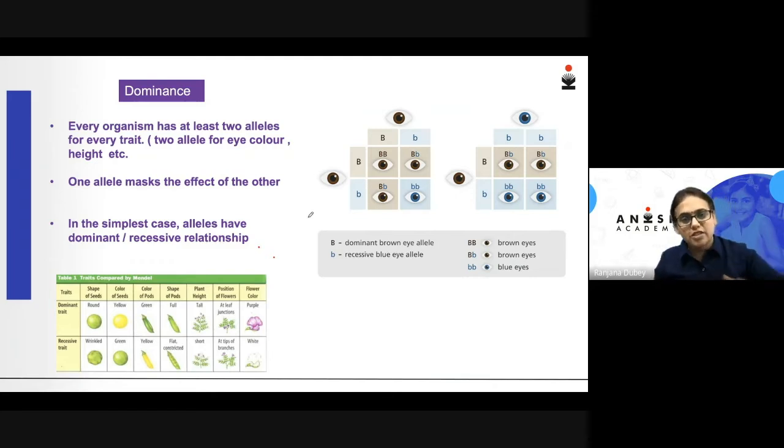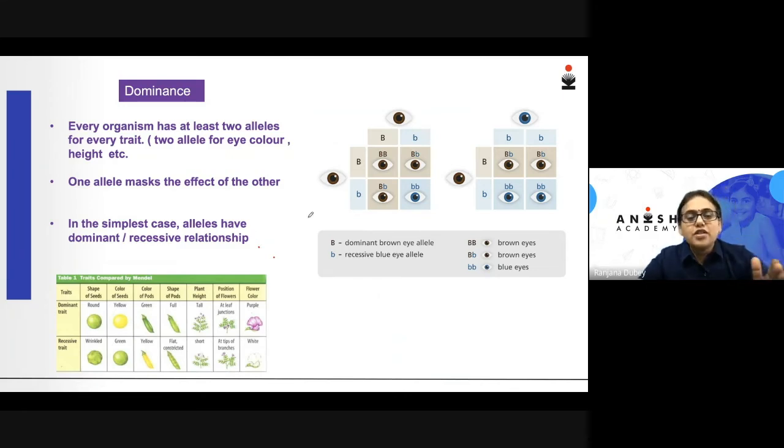He elaborated this concept by stating that every organism has at least two alleles for every trait. Here I would like to explain the terms alleles and trait. Alleles are the different forms of a gene. And genes are the units of inheritance, the functional segments on the DNA which code for a particular protein. A trait is a form of a character. For example, height of an individual is the character, and tallness and dwarfness are the traits of the character, height.